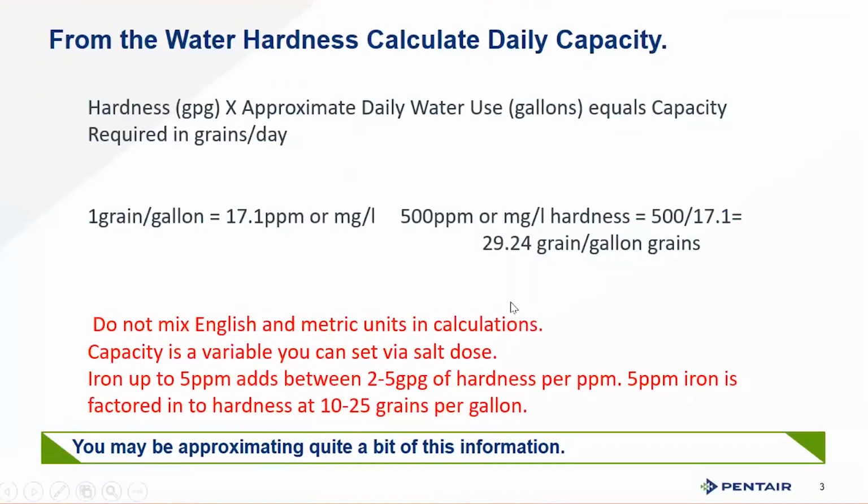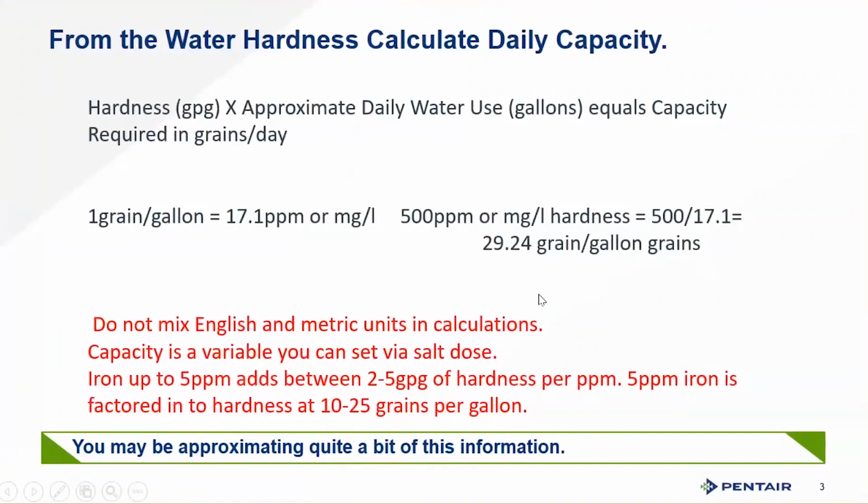Well, 1 grain per gallon is equal to 17.1 parts per million or milligrams per liter, their equivalent units. So 500 ppm is equal to 29.24 grains per gallon. So just some simple examples there. Don't ever mix English and metric units in calculations. They do not play well together.